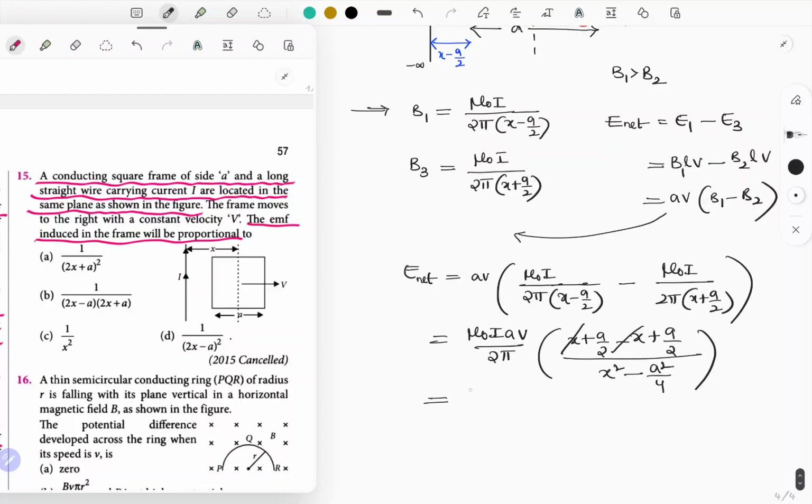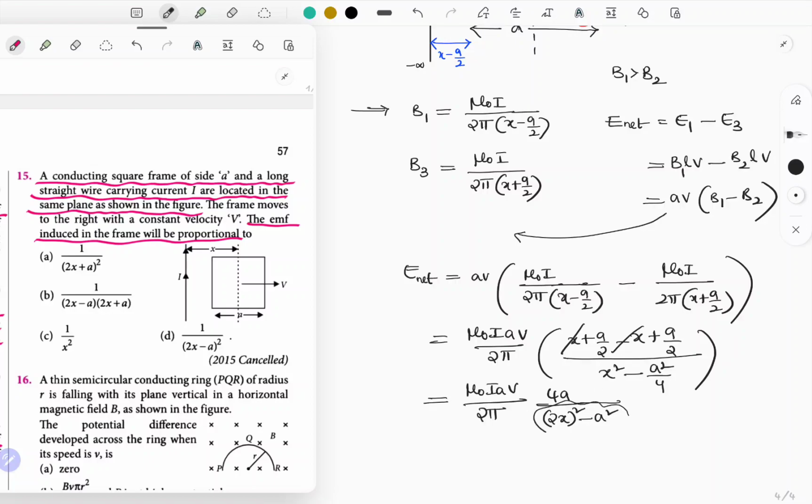Let's expand this. So it's mu naught I A V by 2 pi. I can write it as 4x square minus a square, and 4 goes to numerator. I have, it's going to be 4a. So this is 4a divided by a by 2 plus a by 2 is a. 4 goes to numerator. It's going to be 4x square minus a square. 4x square can be replaced as 2x square minus a square.